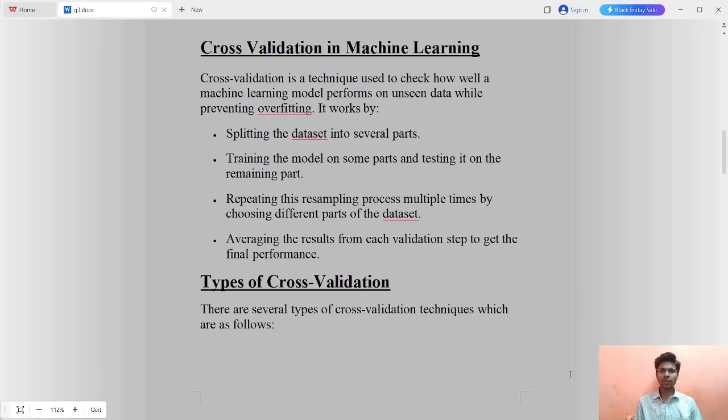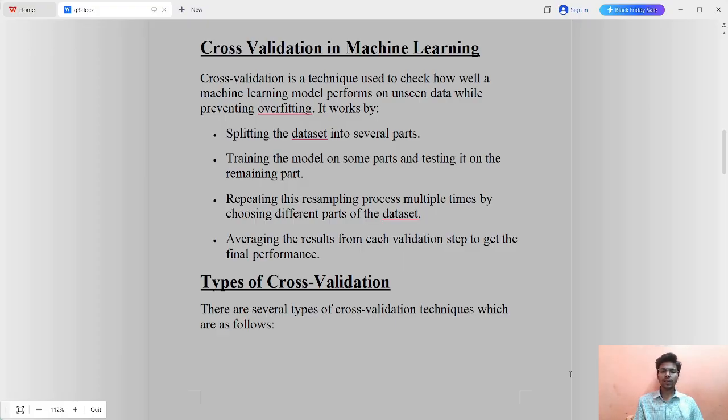Cross validation in machine learning. Cross validation is a technique used to check how well a machine learning model performs on unseen data while preventing overfitting. It works by splitting the dataset into several parts, training the model on some parts and testing it on the remaining part. This resampling process is repeated multiple times by choosing different parts of the dataset, averaging the result from each validation step to get the final performance.